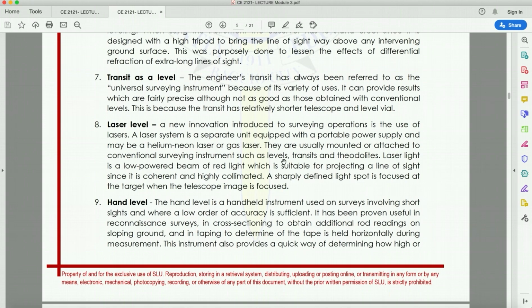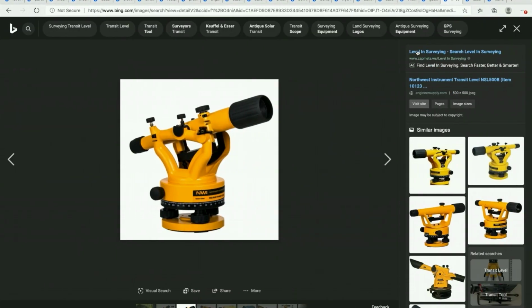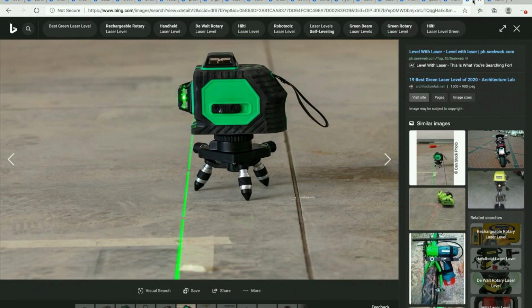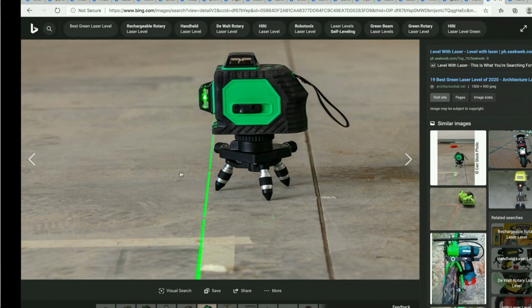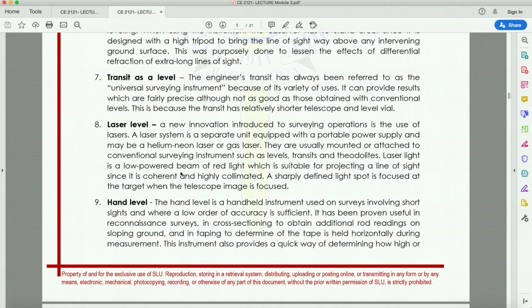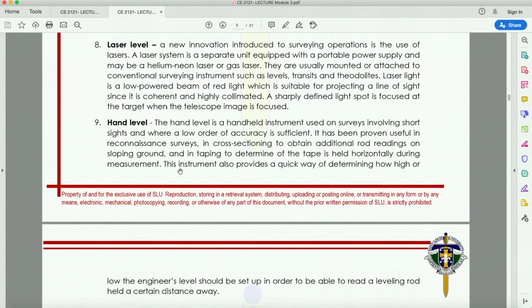So, actually, medyo nagiging sikat na itong laser level na to, no, for geodetic engineers. So, for laser level, they are using the aid of laser. Okay, so meron siyang laser. And mas mabilis daw and precise daw siya according to them. And in terms of technology, it is advanced.